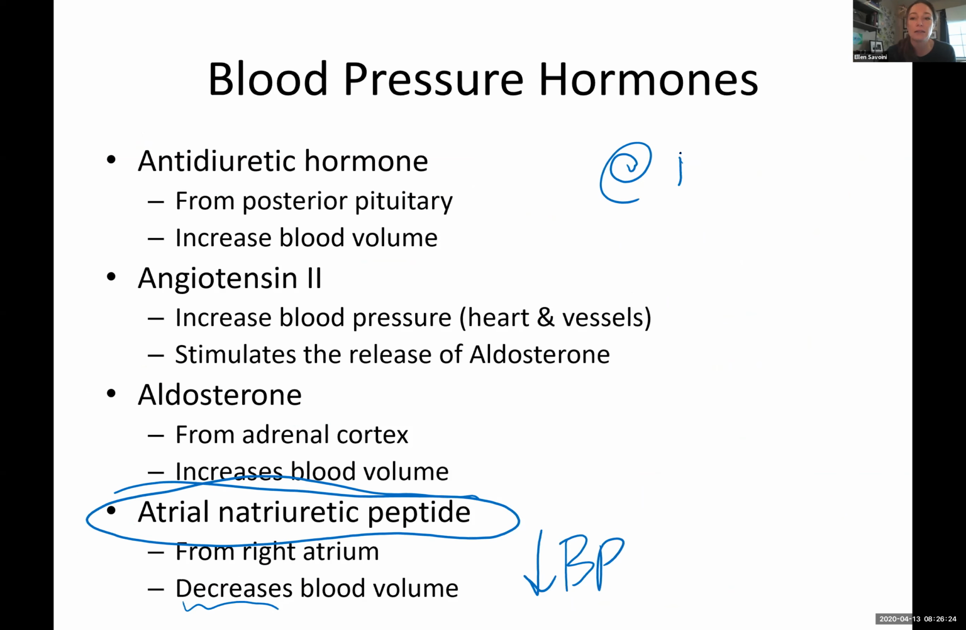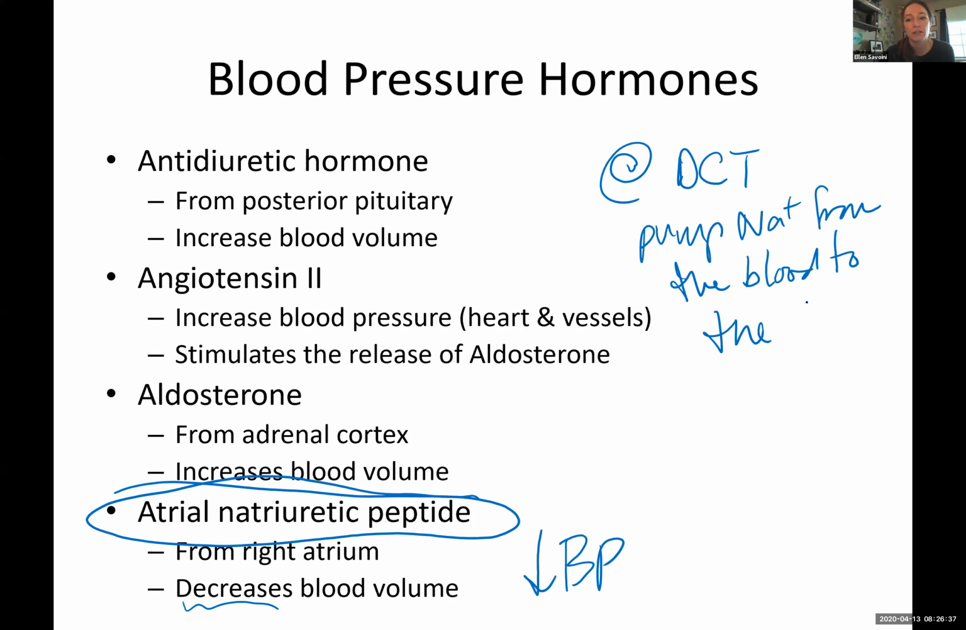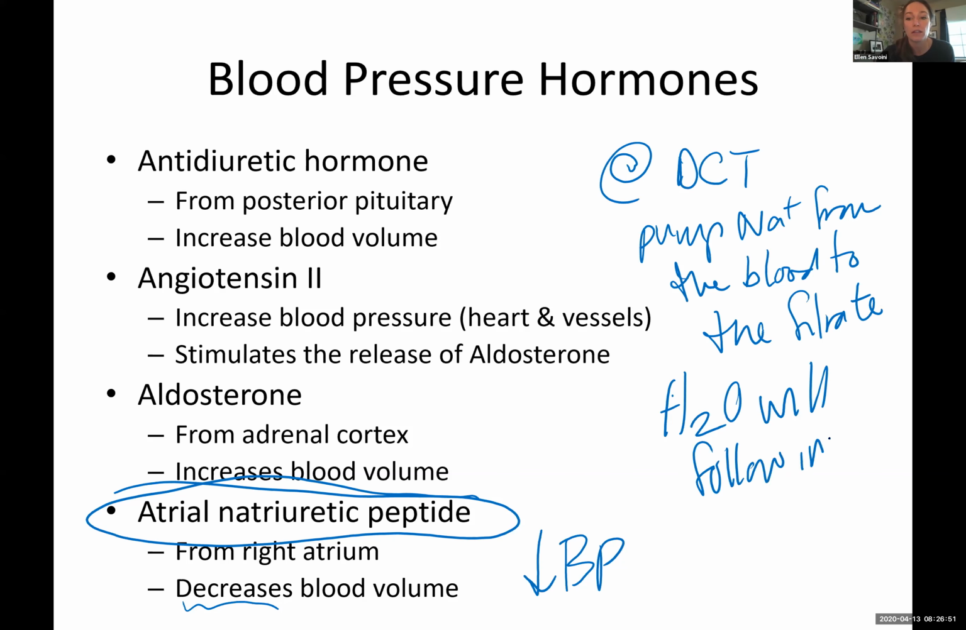Also at the distal convoluted tubule, it's going to pump sodium from the blood to the filtrate. Actually, that would be secretion because you're going from the blood to the filtrate and then water will follow into the distal convoluted tubule, so you have more water in urine. It's our natural diuretic.